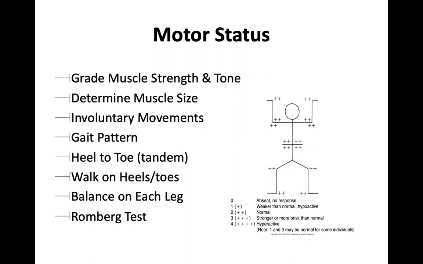And the Romberg is have them close their eyes. They can have their feet together, their arms by their sides, and just push them. And a positive Romberg is when they lose their balance. Okay, so I usually hold on to them a little bit, or at least have my arms around them when I push them, just so if they do have a positive Romberg, they don't fall.